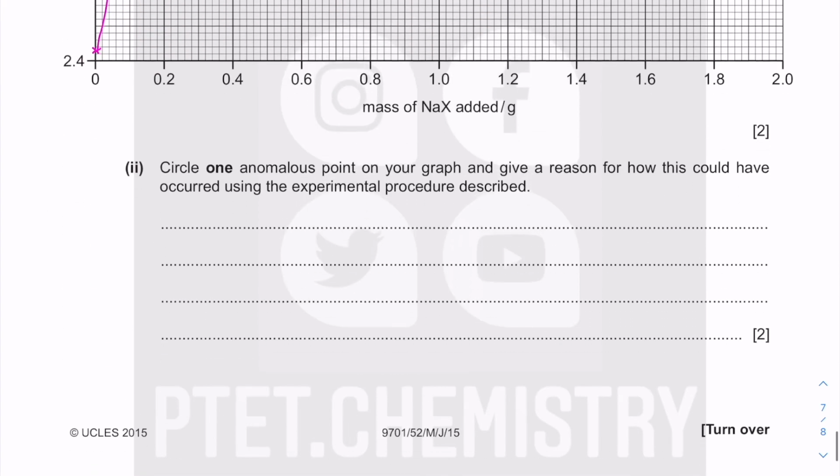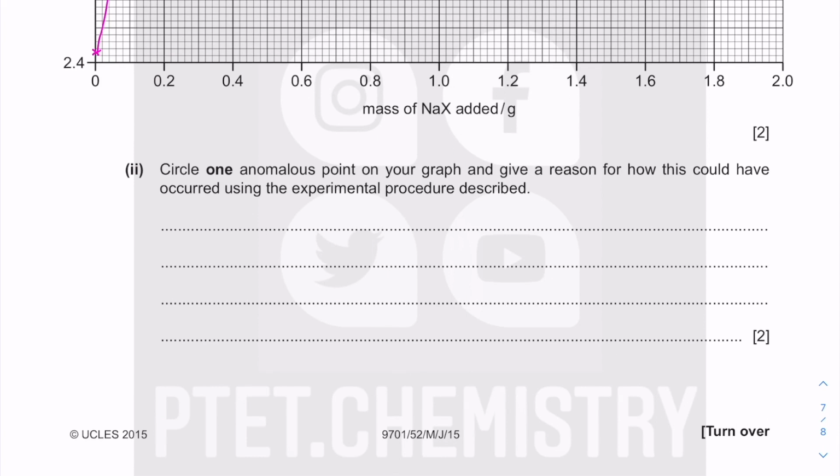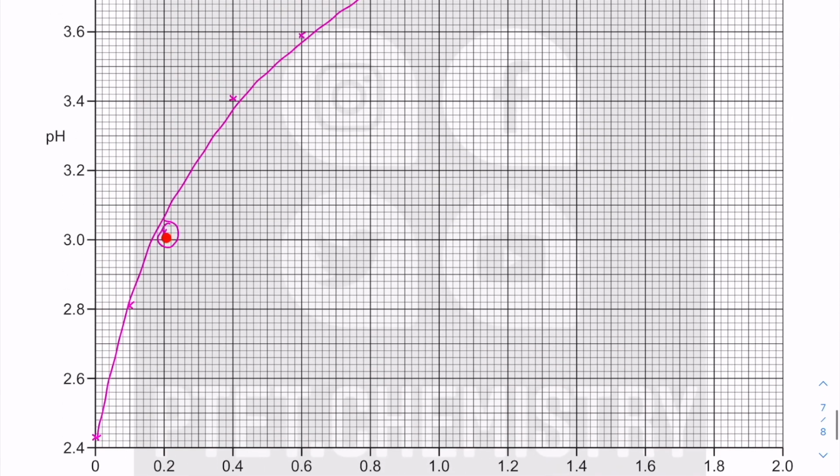Okay, so my anomalous point, give a reason. The anomalous point circled is below the line. They don't ask us to state which point it is, they just ask us to circle. It's below the line. What does it mean? It means that the pH for this particular reading at 0.2 gram of NaX added is recorded lower than what it should be.